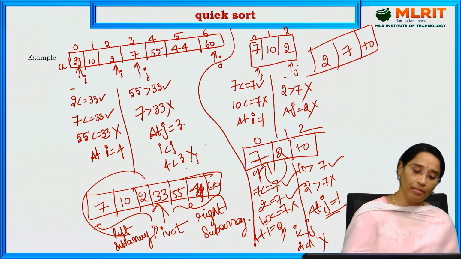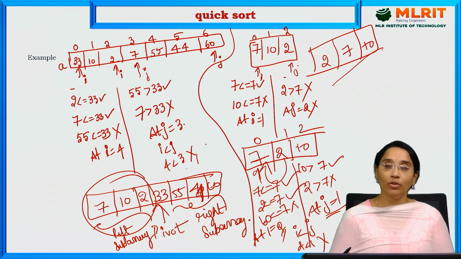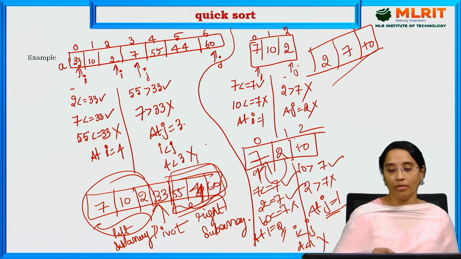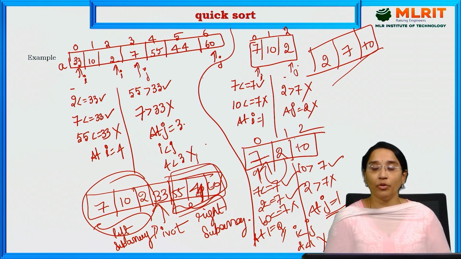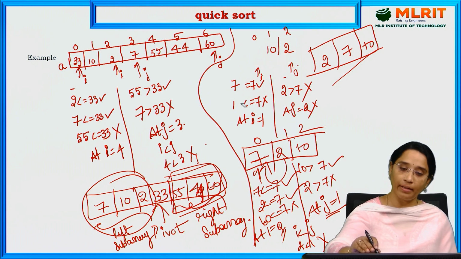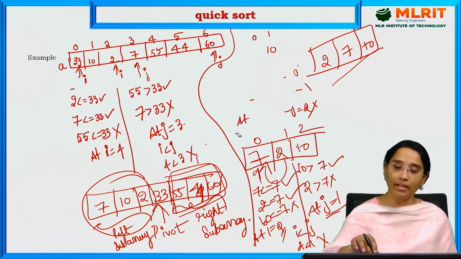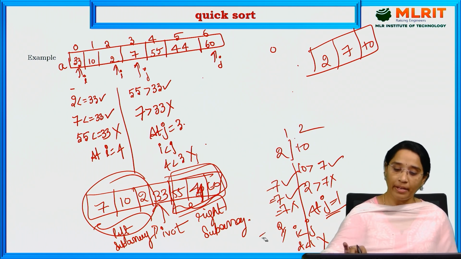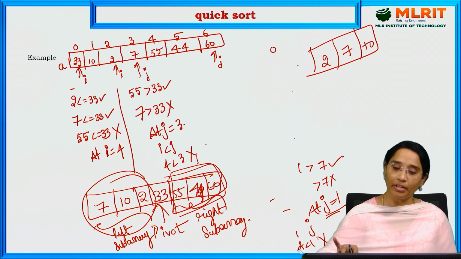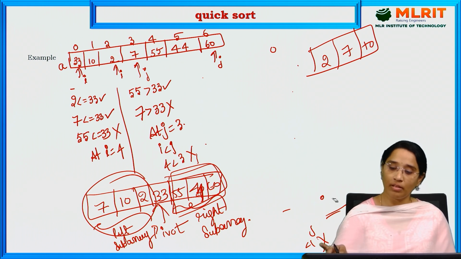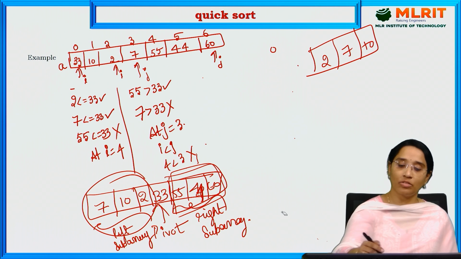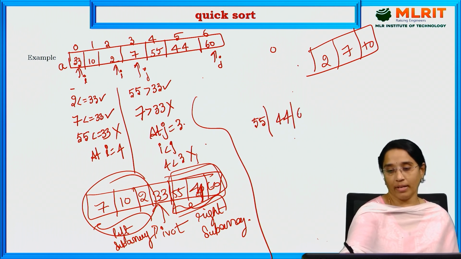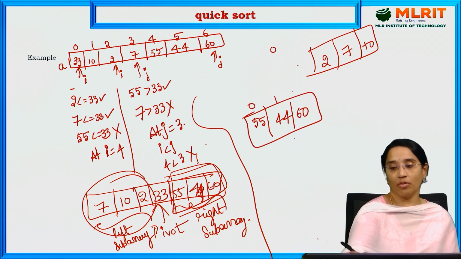This is your left array. It is sorted. So next what will you do? We have 3 elements again, same: 55, 44, 60. The same rule you will apply for the right sub array. After sorting the left sub array, you got 2, 7 and 10. So now if you take the right sub array, the elements are 55, 44 and 60, with indices 0, 1 and 2.